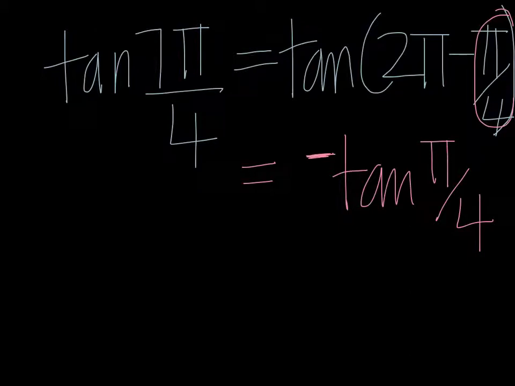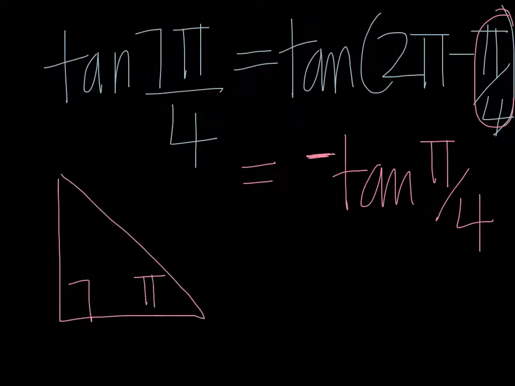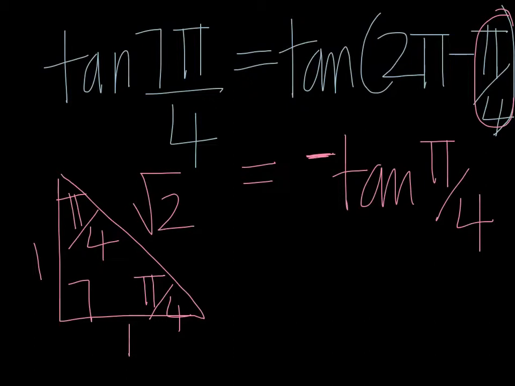This time, we're working with our pi on 4 exact value triangle, which I'll draw up for you. Our values are different. So we've got 1 and 1 on both of those sides, and then the hypotenuse will be root 2. So tan is opposite over adjacent. So it's going to be negative 1 on 1, which is negative 1. Okay, and that finishes finding exact values of angles of any magnitude.